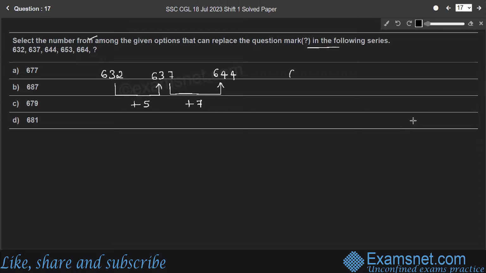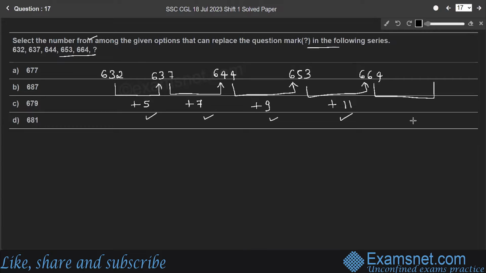So, consider the next number, which is 653. So 644 plus 9 gives 653, right? And the next number is 664, right? 653 plus 11 gives 664. So look at the numbers which are added here. These numbers are consecutive odd numbers: 5, 7, 9 and 11. These are consecutive odd numbers.